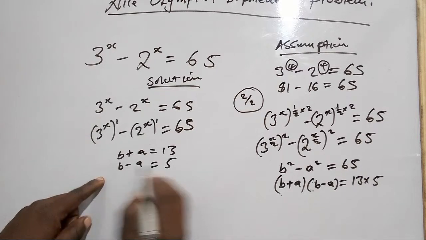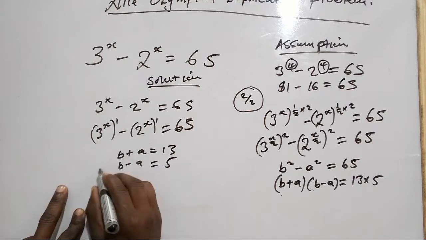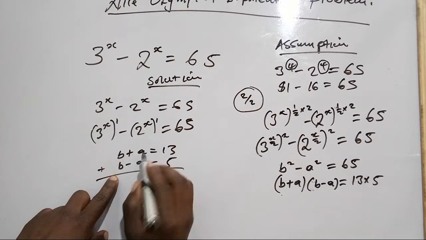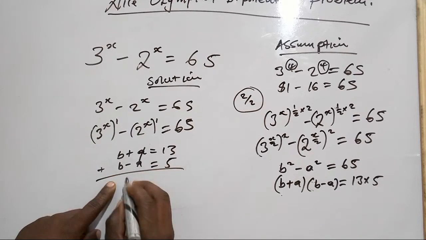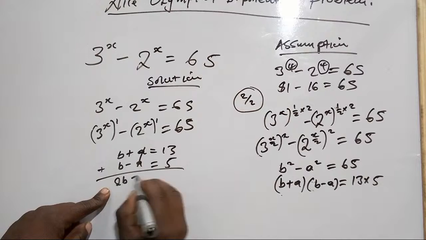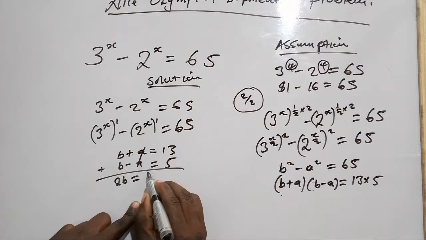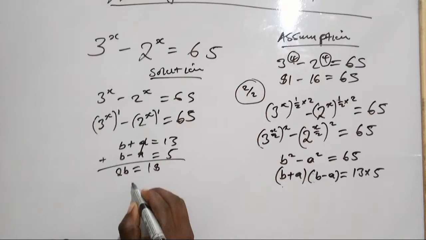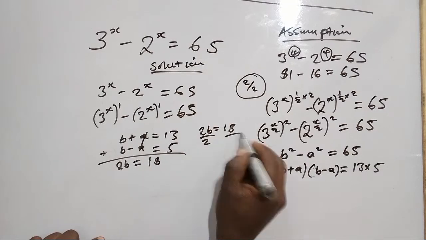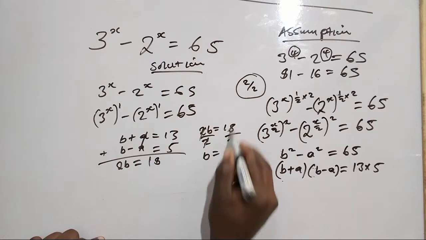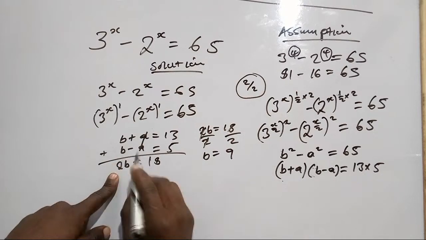This is a simultaneous equation in which we can add here. When you add, a cancels and we remain with b plus b, which is 2b, which should be equal to 18. 13 plus 5 gives you 18, right? Then you take it here, 2b equals 18. Then you divide by 2 on both sides. Then b will be equal to 9, right?